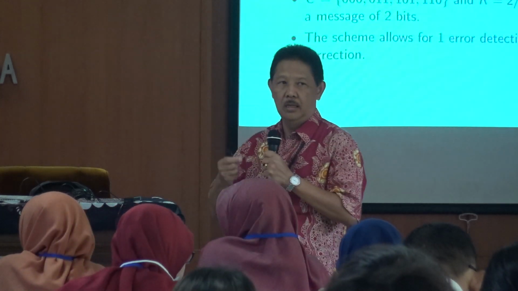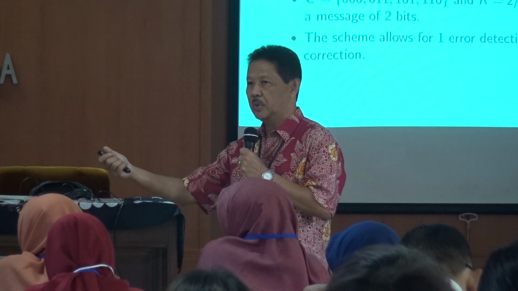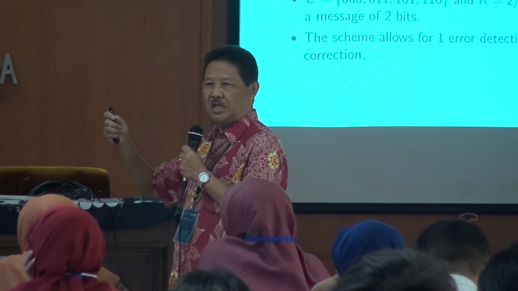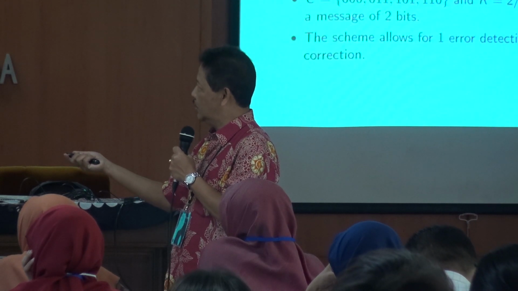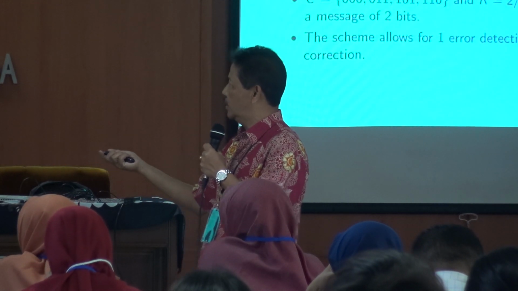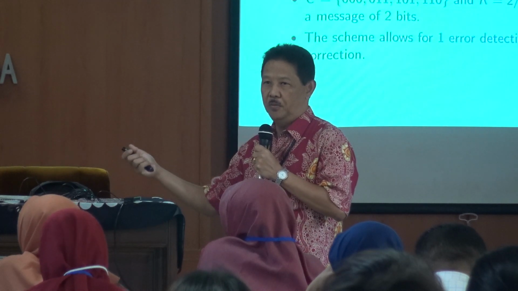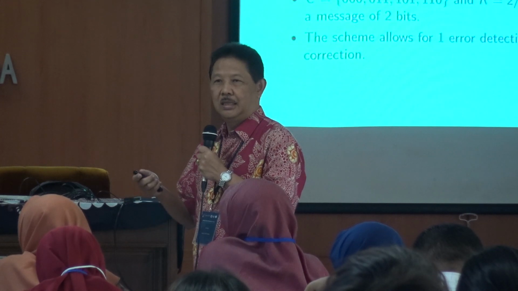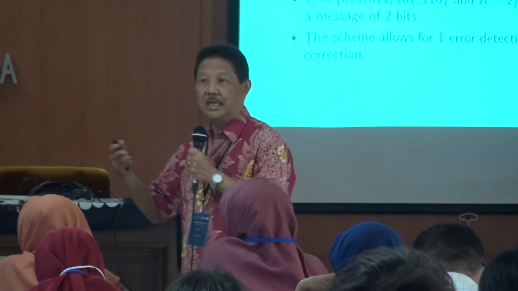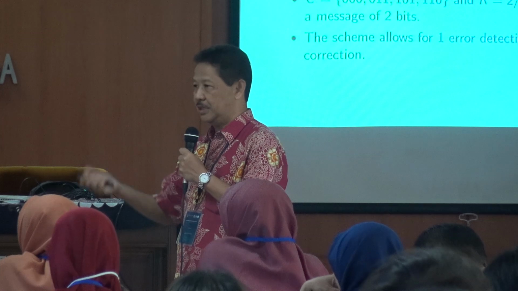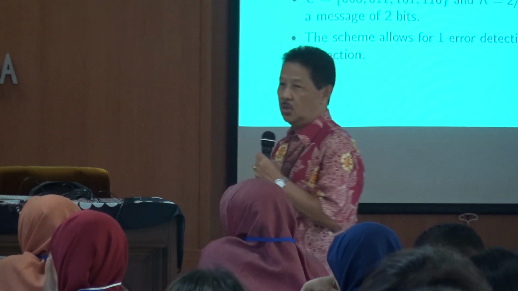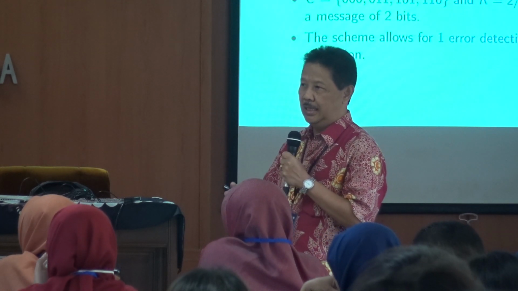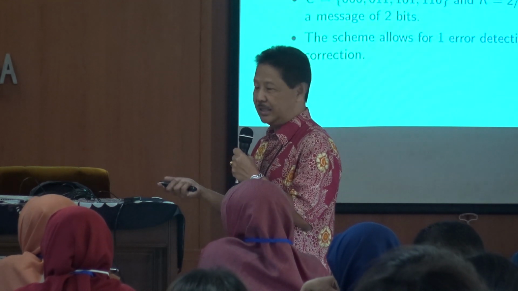Alice sends 00 to Bob, and then there must be one of 00, 10, 01, or 11 received by Bob. And if Bob received 11, then Bob doesn't know that an error occurred during transmitting the word. So in order to understand if an error occurs, we have to add redundancy, something like this.